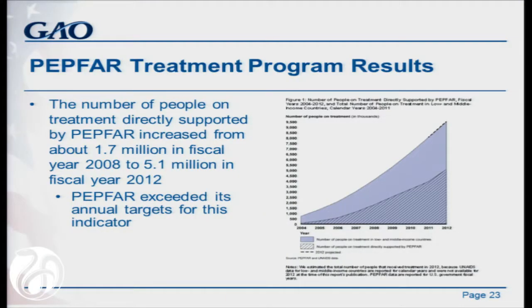So Jane covered a little bit, in her presentation, information that's available on number of people directly supported by PEPFAR on treatment. So I don't really need to say much about this. We know the 5.1 million number. You see the graph. It tells the story. So, in early days of PEPFAR, very few people on treatment, and now by 2012, quite a lot of people. 5.1 million as of end of 2012.